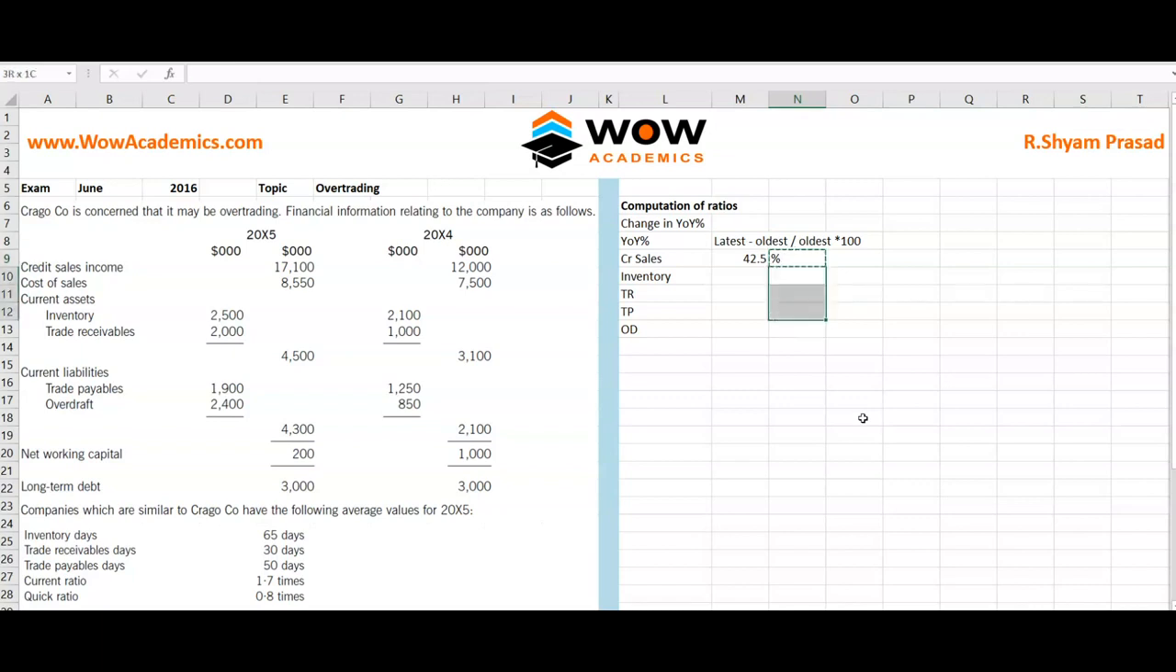So if you want, you can copy it for all the numbers. All the numbers are going to be in percentage only. So we'll have the same formula for all the years, and we'll work out the difference alone. So inventory is going to be 2500, and the previous year inventory is 2100. This is also going to be 2100. Done. So the next number is trade receivables. So trade receivables is equal to 2000 and 1000.